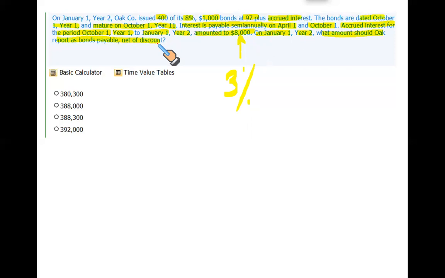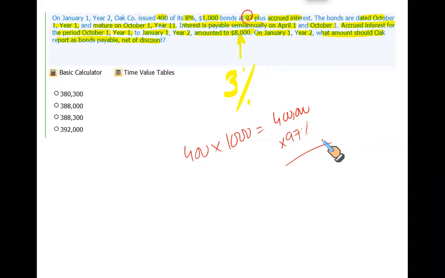Apparently, it's a difficult question, but it is not. Remember, you have issued 400 bonds, each with a face value of $1,000, which means the par of the bond, 400 multiplied by 1,000, so it's $400,000. Since this bond was issued at 97%, at 3% discount, its net book value is going to be 97% of this number, and 97% of this number is going to be 388.